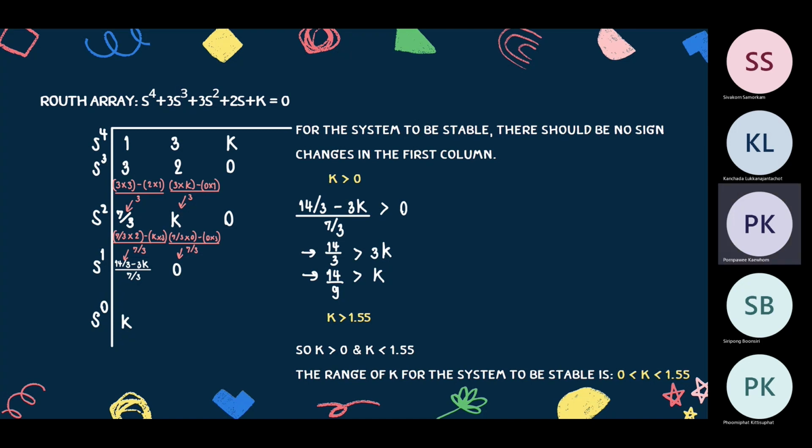Next, we will calculate that 14 over 3 minus 3k, over 7 over 3, is more than 0. Then we will get 14 over 3 more than 3k. So that means 14 over 9 more than k. So the result is k less than 1.55. So k more than 0 and k less than 1.55. The range of k for the system to be stable is 0 less than k less than 1.55.